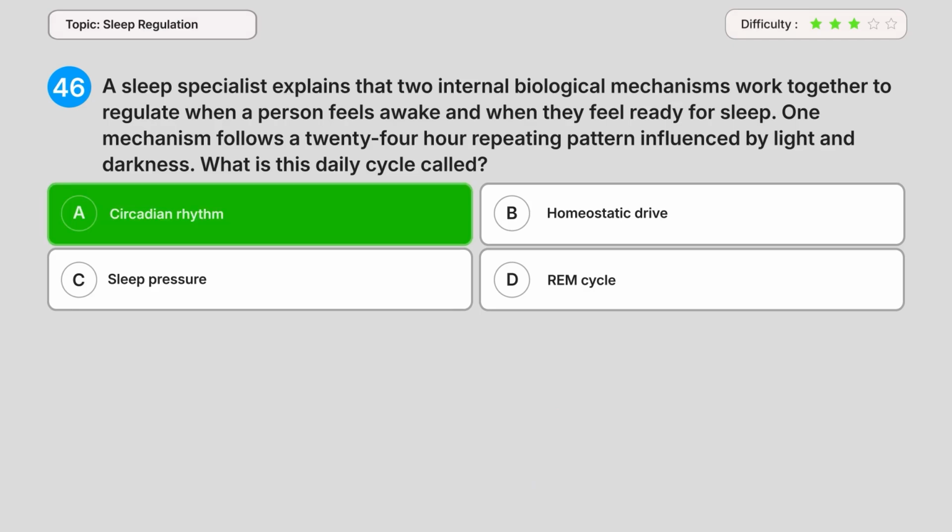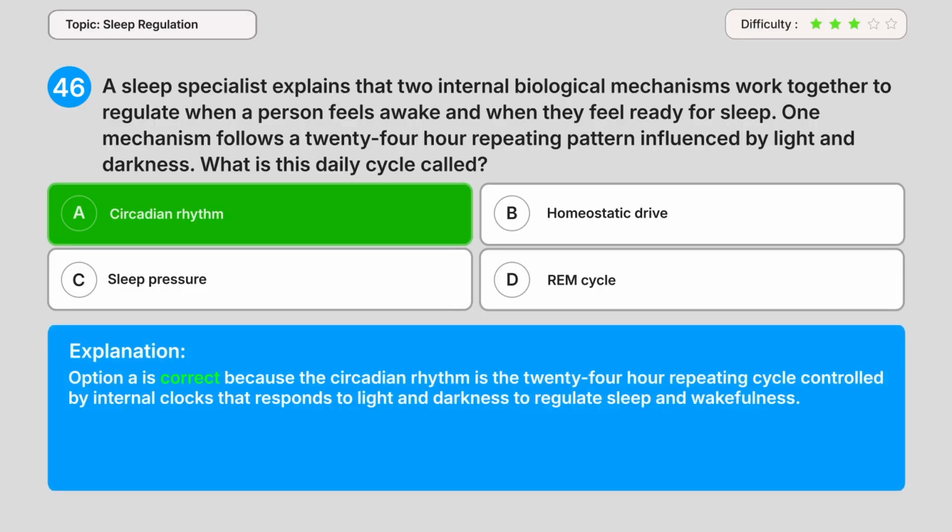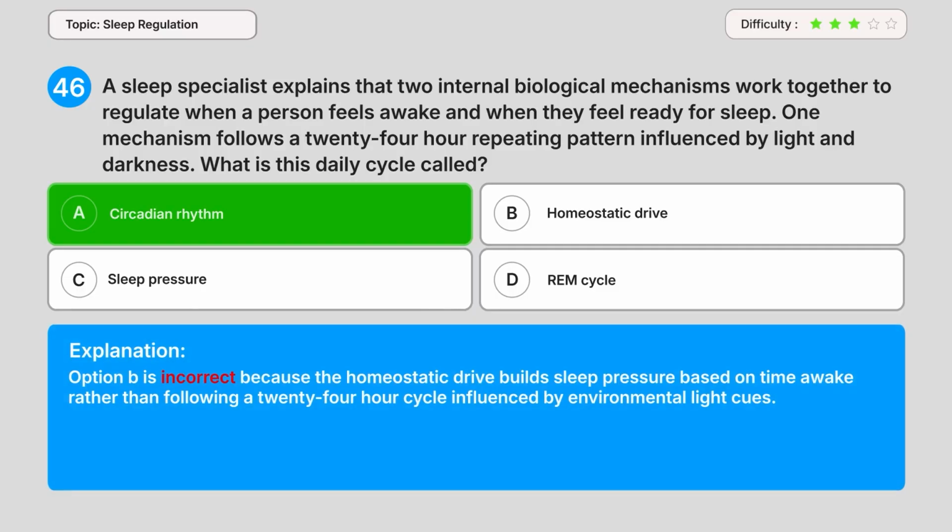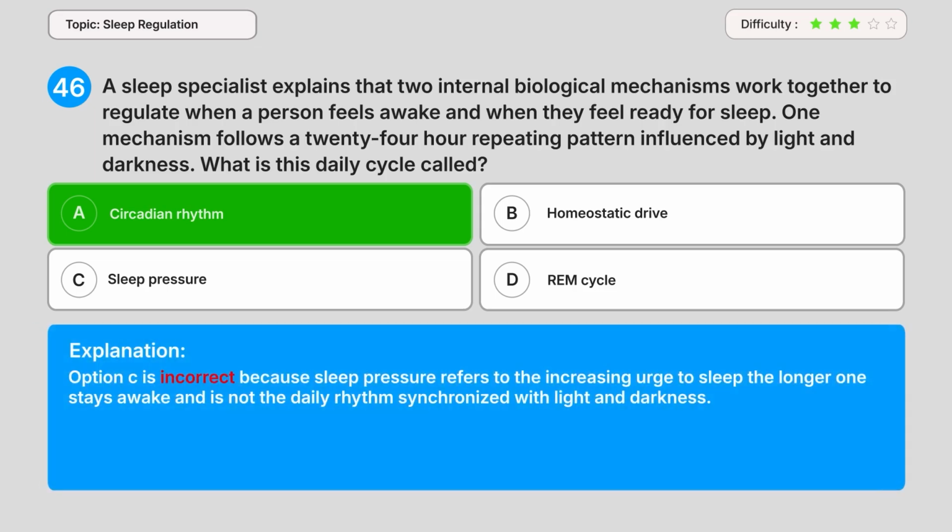Correct answer, A. Circadian rhythm. Explanation: Option A is correct because the circadian rhythm is the 24-hour repeating cycle controlled by internal clocks that responds to light and darkness to regulate sleep and wakefulness. Option B is incorrect because the homeostatic drive builds sleep pressure based on time awake rather than following a 24-hour cycle influenced by environmental light cues. Option C is incorrect because sleep pressure refers to the increasing urge to sleep the longer one stays awake and is not the daily rhythm synchronized with light and darkness.